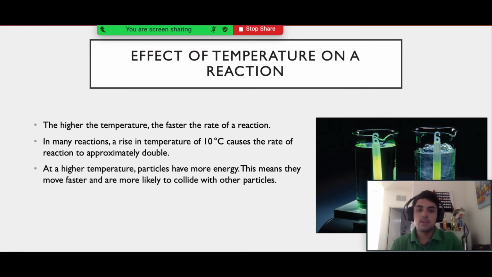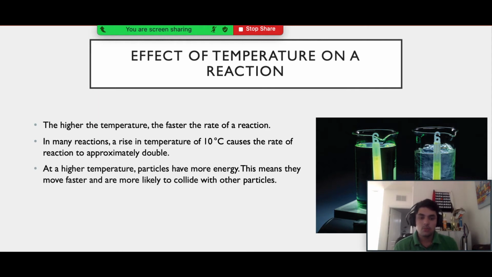So, the effect of temperature on a reaction. The higher the temperature, the faster the rate of the reaction. In many reactions, a rise in temperature of 10 degrees Celsius causes the rate of reaction to approximately double. At a higher temperature, particles have more energy. This means they move faster and are more likely to collide with one another.